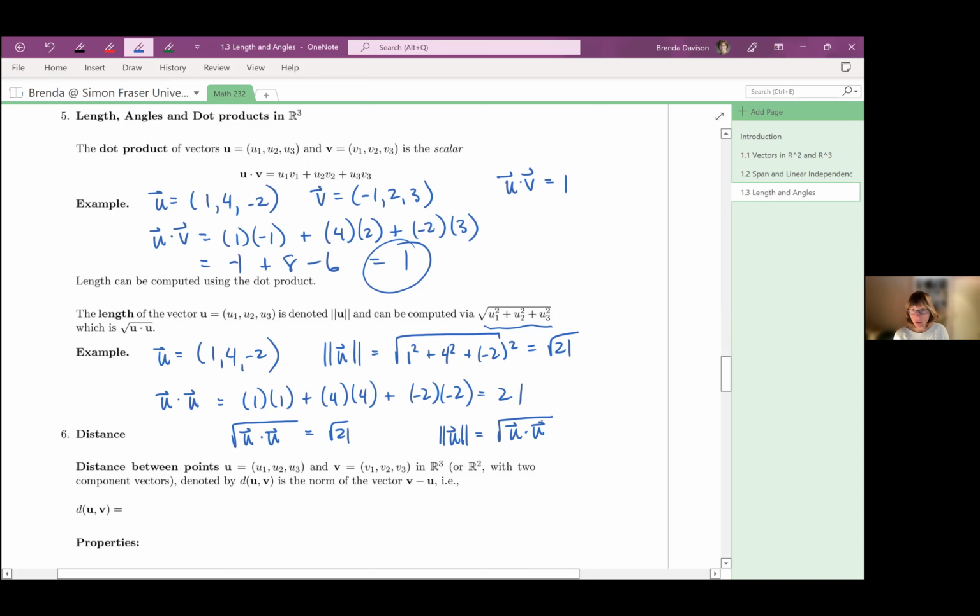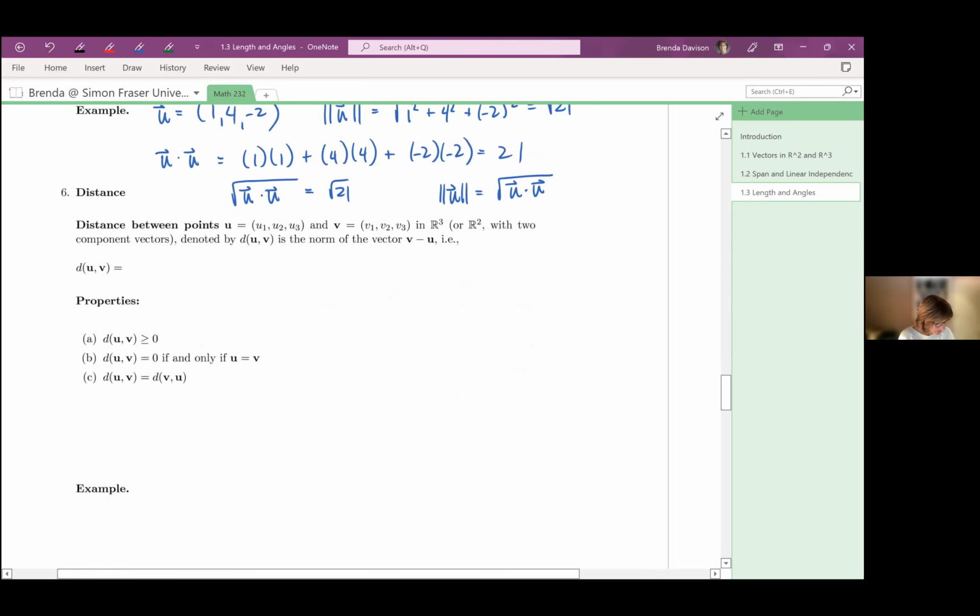So it's kind of handy sometimes if you want to know how long a vector is, you simply take the dot product of it with itself and then take the square root. All right. How about if we want to know what the distance between 2 points is in R3? So we've got 2 vectors in R3, and we want to know the distance between the tips of those 2 vectors, and we denote that by the distance between u and v, and that is the norm of v minus u.